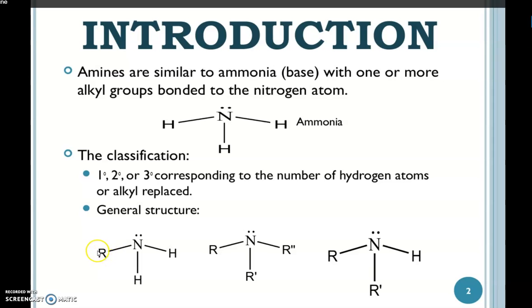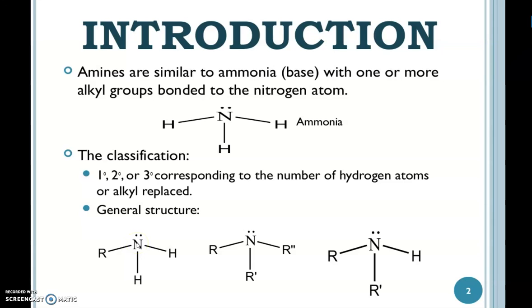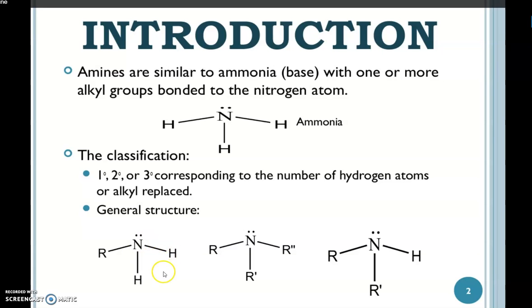Based on the number of alkyl groups attached to the nitrogen, we can classify amines as primary, secondary and tertiary: first degree, second degree and third degree. If one hydrogen atom is replaced by one alkyl or aryl group, we call it a primary amine. If two hydrogens are replaced by alkyl groups, we call it a secondary amine. If three hydrogens of ammonia are replaced by alkyl or aryl groups, we call it a tertiary amine. This is the general structure of primary, secondary and tertiary amine. This is the classification.